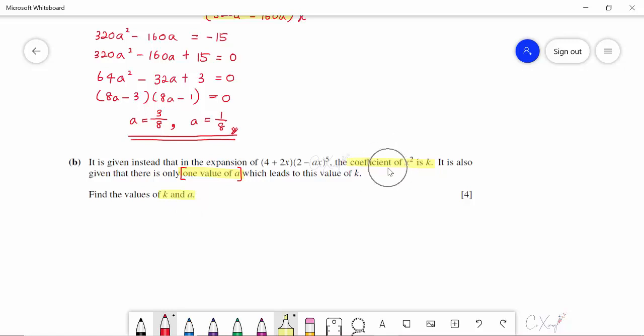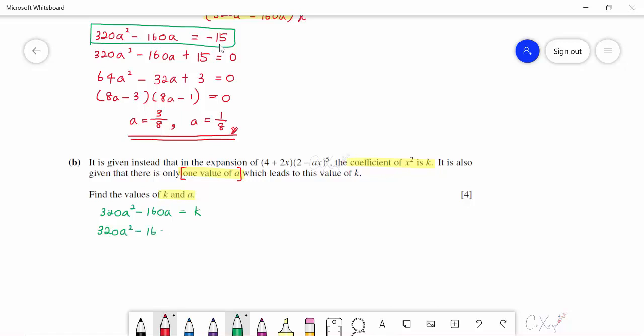Okay, so now we shall start from this part. The coefficient of x squared is k. All right, so where we should start is maybe we can refer back to the coefficient of x squared that we got in the first part. This one, okay? All right, so instead of negative 15, maybe what we can do is that we will let the coefficient of x squared, okay, we let it equal k. So from there, we still get a quadratic equation, but it is in terms of a and also k now. All right, then to continue, here they say that there is only one value of a, which leads to this value of k. So one value of a means that there is only one root in your quadratic equation.